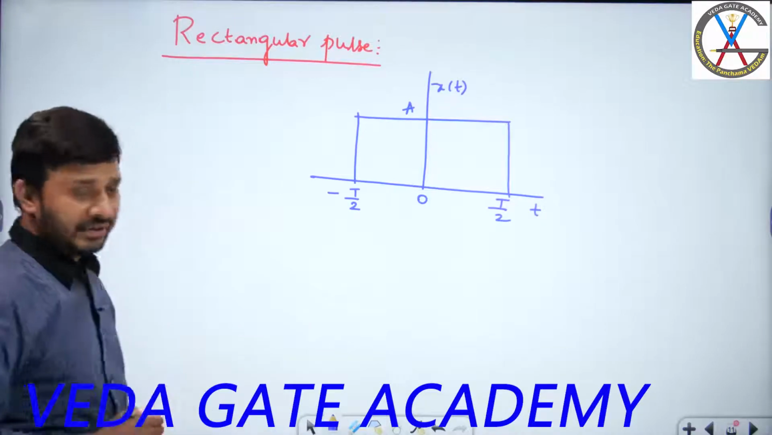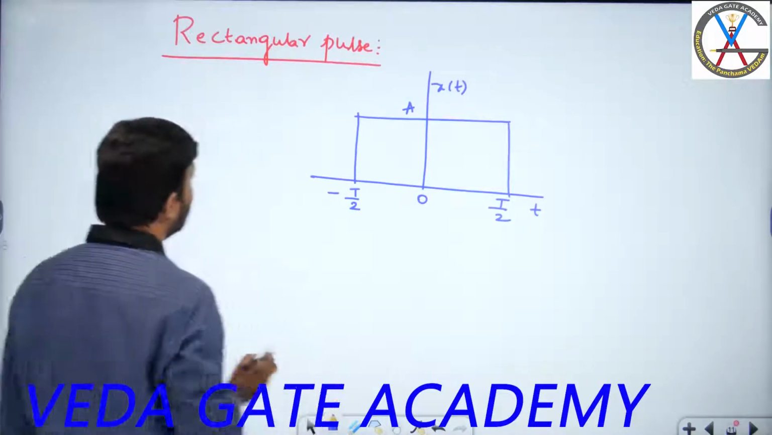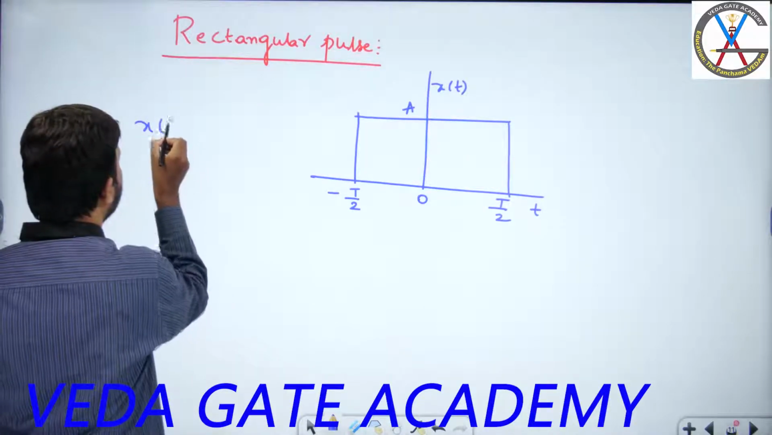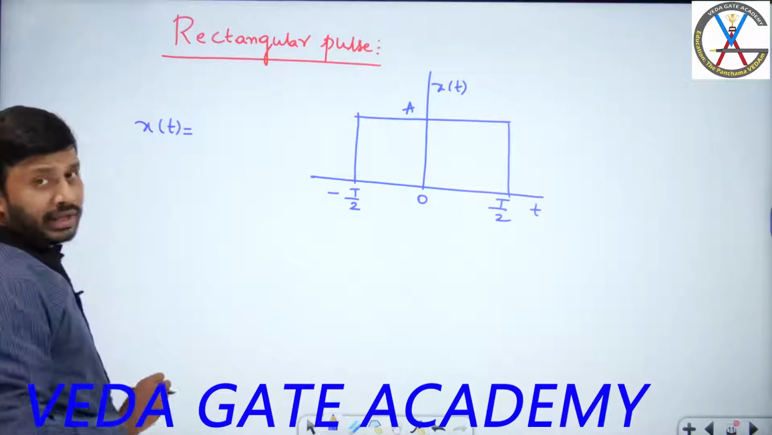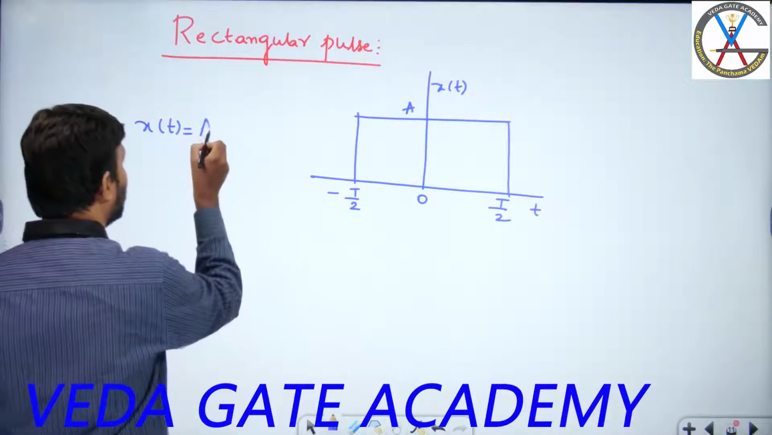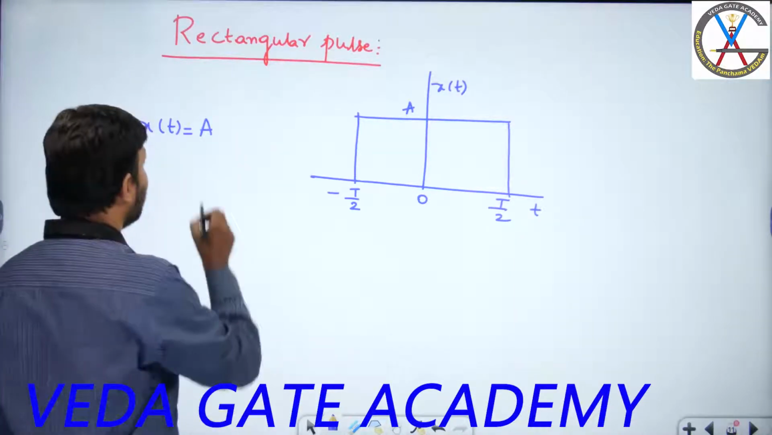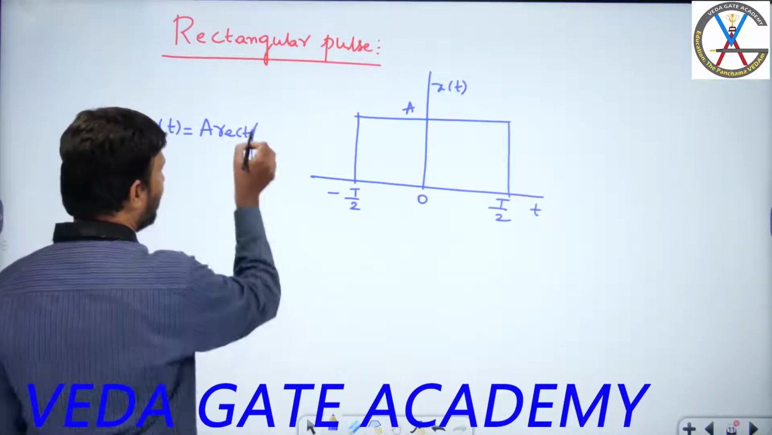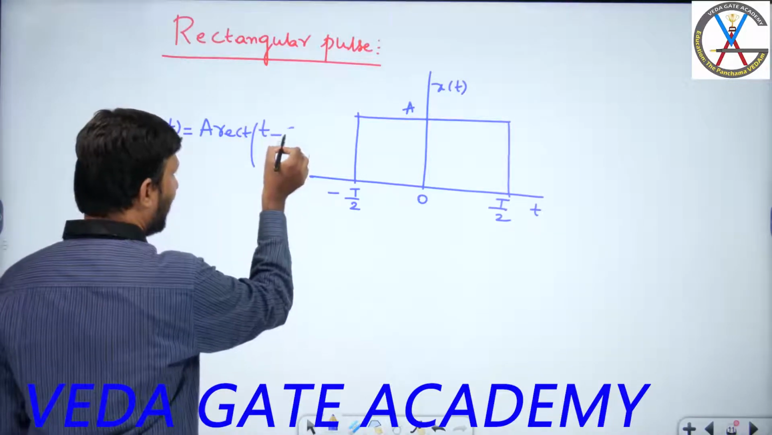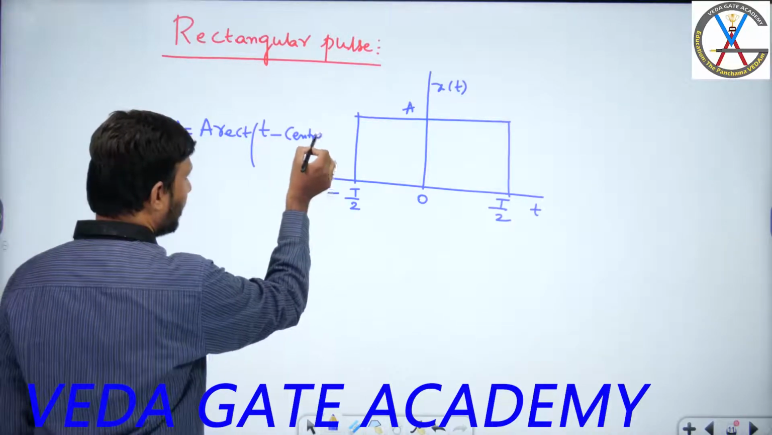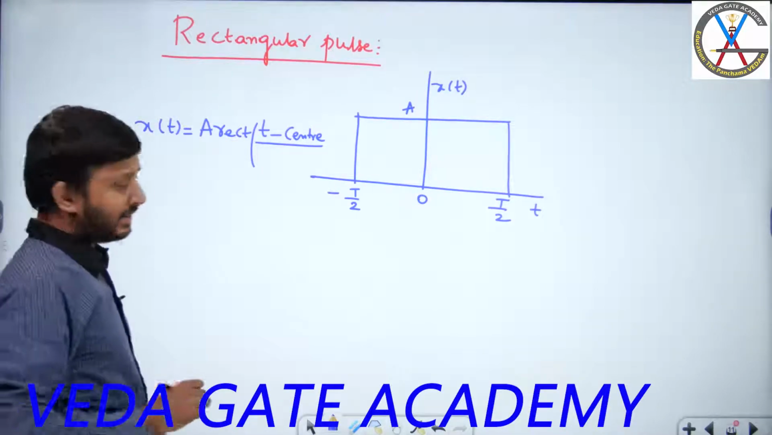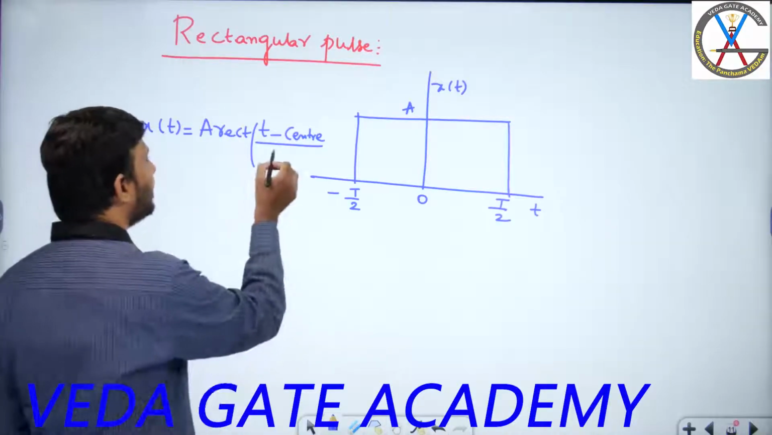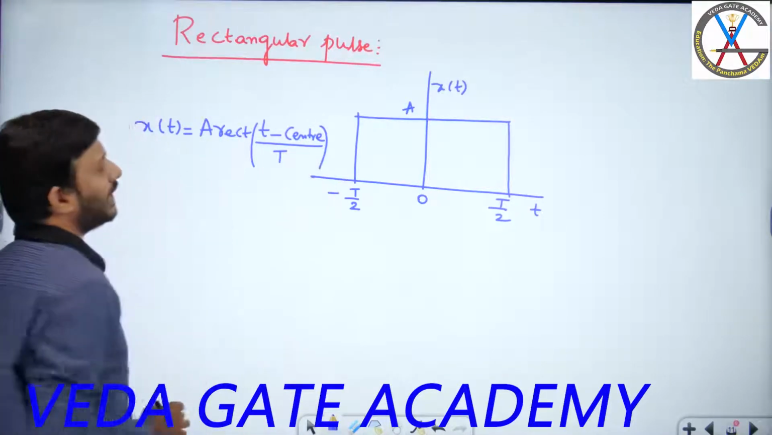There is a generalized representation for this rectangular pulse, which can be given like this. I am calling this x of t. X of t is equal to, what is the amplitude? A. What is the name we are saying? Rectangular pulse, so in short, rect. What is the independent variable? t, centered around 0, by the overall pulse width. Overall pulse width is how much here? Minus T by 2 to T by 2 means overall pulse width is T. This is the generalized representation.